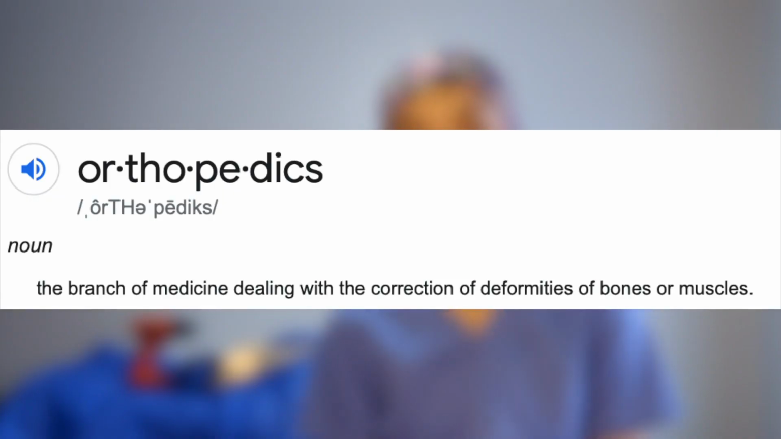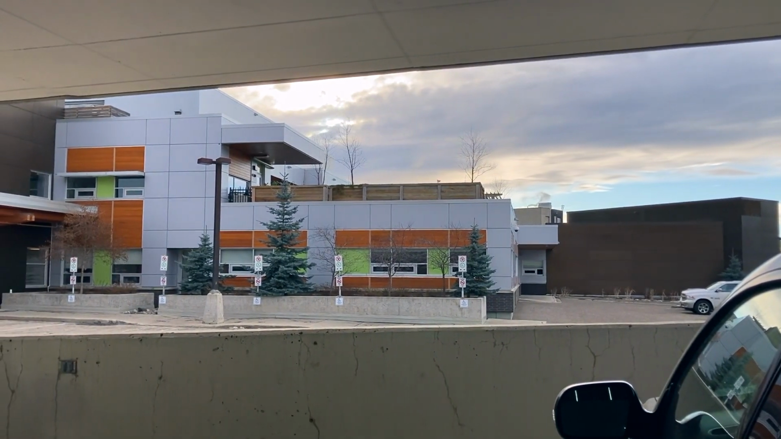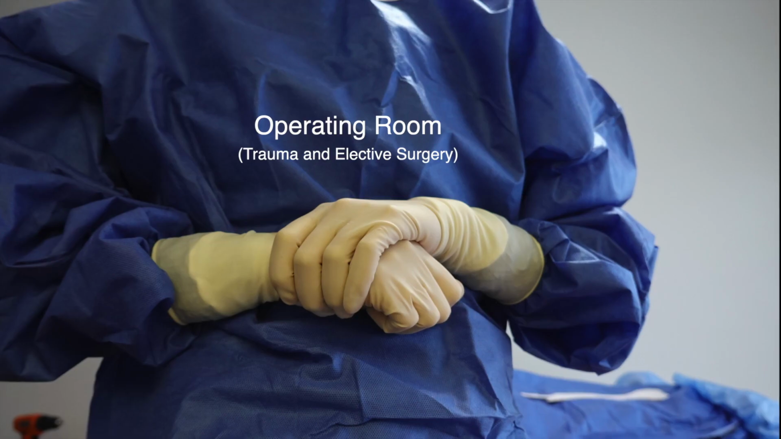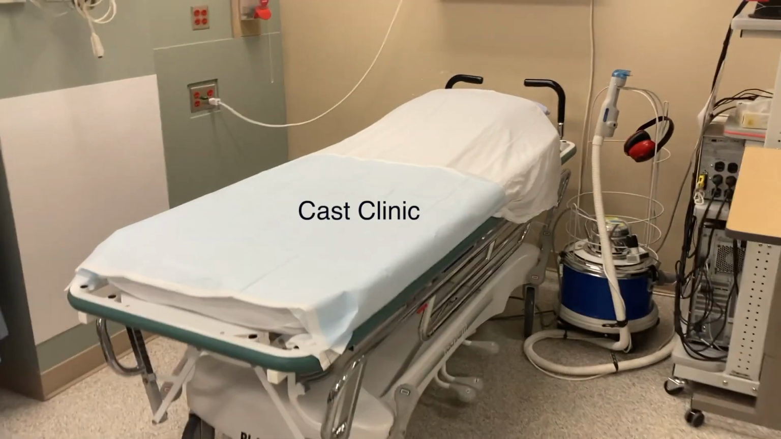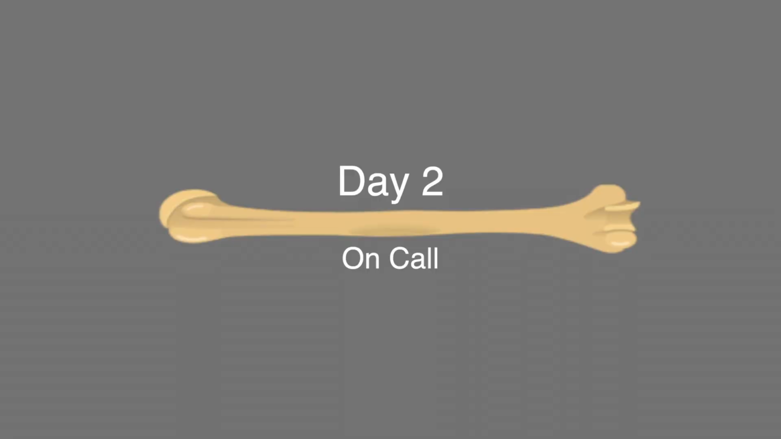So what exactly is orthopedic surgery? Orthopedics is the surgical subspecialty that is concerned with bones and everything to do with bones, including muscles, tendons, ligaments, and joints. In terms of being a medical student on orthopedics, there's 4 main places that you can find me in the hospital. 1 is rounding on the patients on the ward, 2nd is in the operating room, 3rd is in the cast clinic, and then the last place you can find me is in the emergency room.